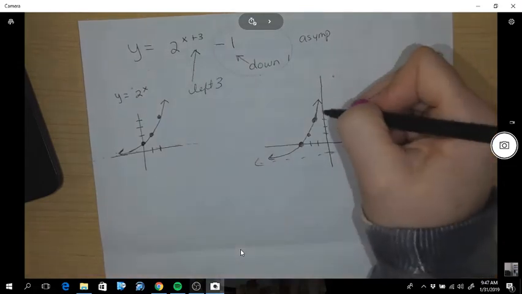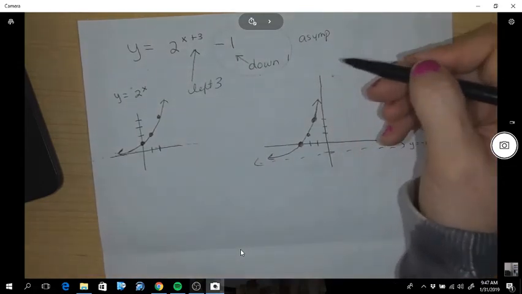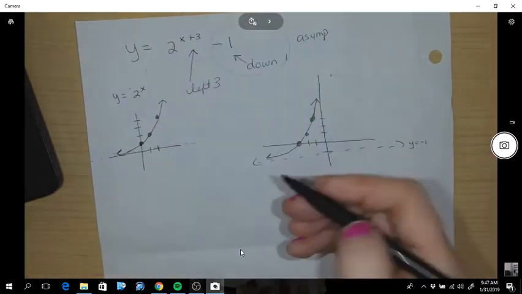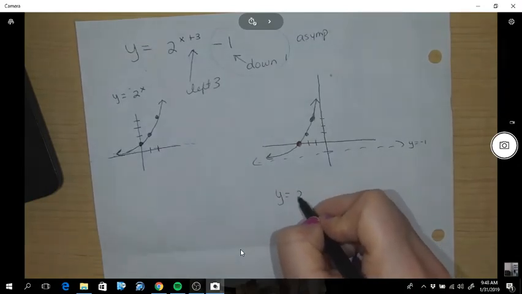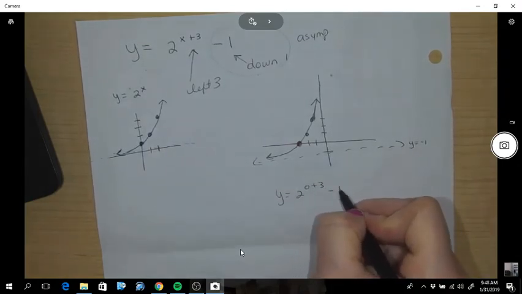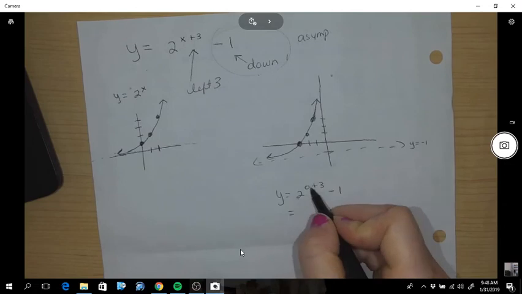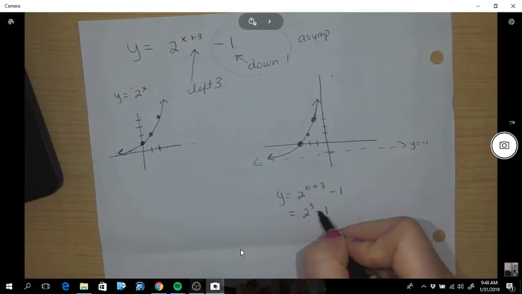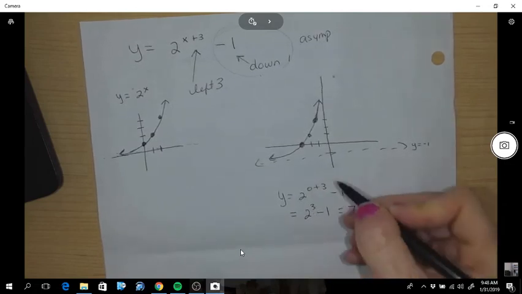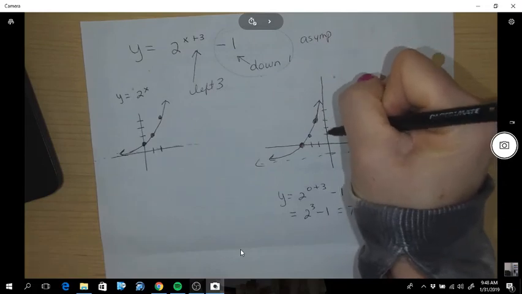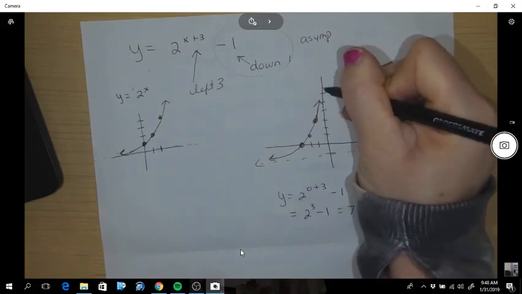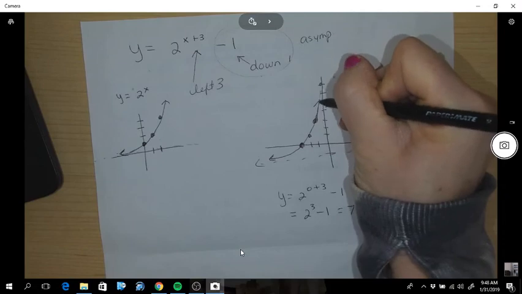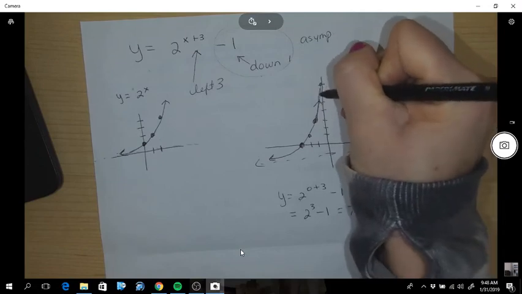Let's actually maybe put our y-intercept on this one. Our y-intercept would be where x is 0. So that's 2 cubed minus 1, which is 7. So that makes sense in our graph, 1, 2, 3, 4, 5, 6, 7, that it would have crossed the y-axis here at 7 as well.